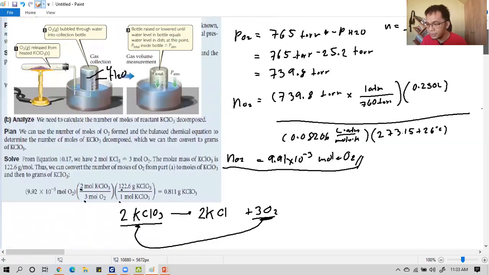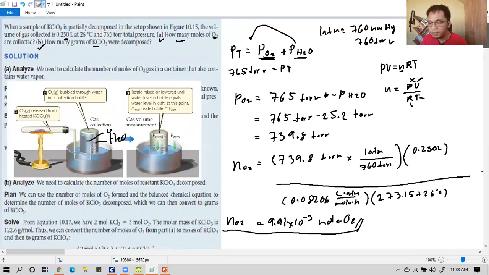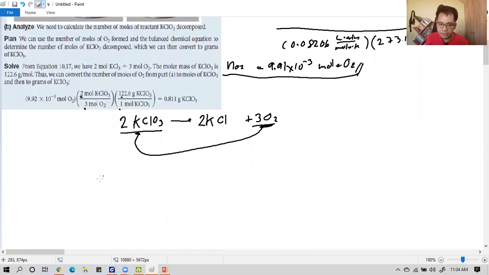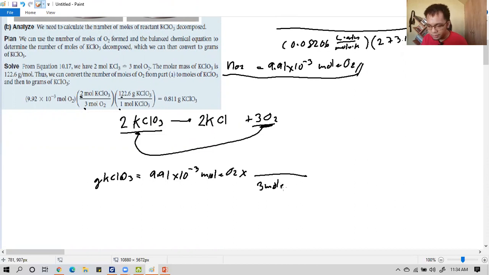How many grams of potassium chlorate were decomposed using the moles of oxygen? Ganun lang yun. It's just a simple calculation here, the grams of the KClO3, dimensional analysis lang to. So, ano yung moles natin? 9.91 times 10 raised to negative 3 moles of oxygen, and then the mole ratio. Recall the concept of stoichiometry that you learned in general chemistry class. For every 3 moles of oxygen, there are 2 moles of potassium chloride.